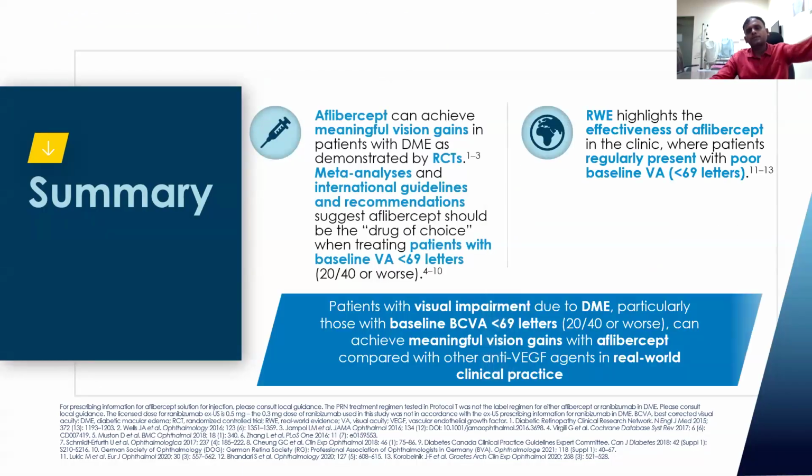In summary, aflibercept can achieve meaningful vision gains in patients with DME as demonstrated by the RCTs, randomized clinical trials. Meta-analysis and international guidelines and recommendations suggest aflibercept should be the drug of choice when treating patients with baseline visual acuity of less than 69 letters, 20/40 or worse. The real-world evidence highlights the effectiveness of aflibercept in the clinic, where patients regularly present with poor baseline visual acuity of less than 69 letters. Patients with visual impairment due to DME, particularly those with baseline BCVA 20/40 or worse, can achieve meaningful vision gains with aflibercept compared with other anti-VEGF agents in real-world clinical practice.